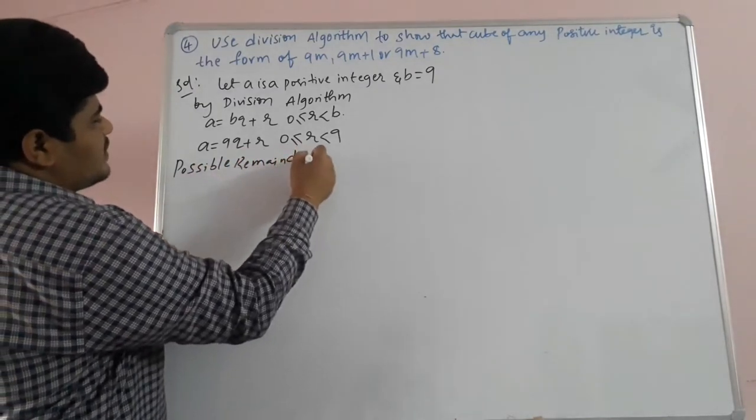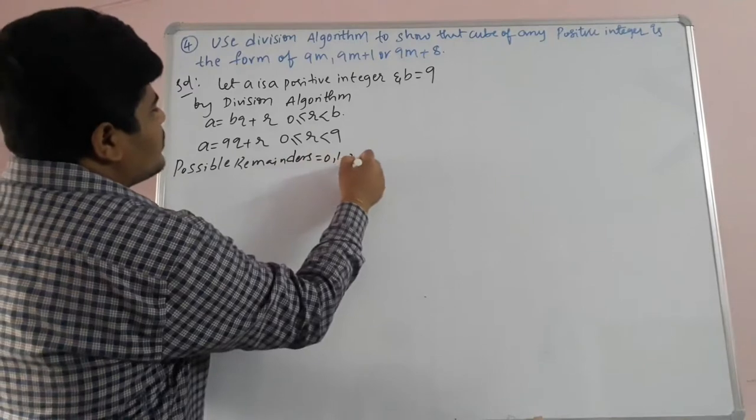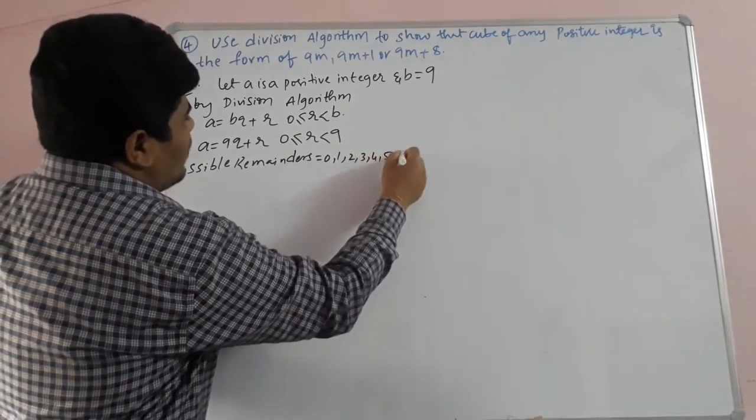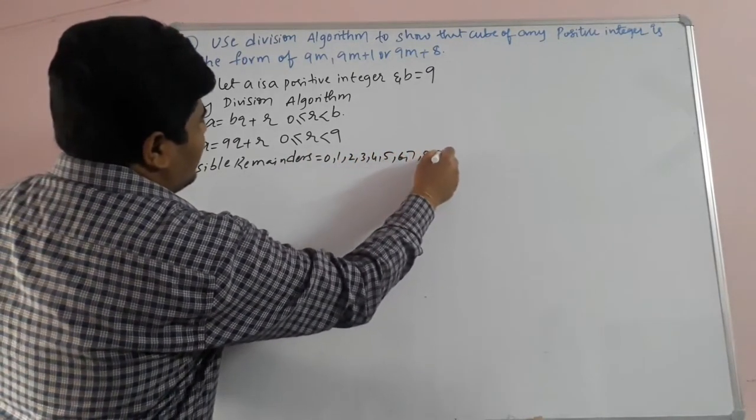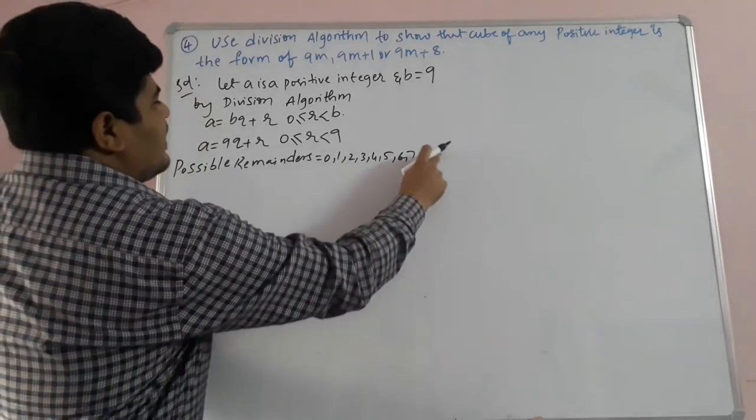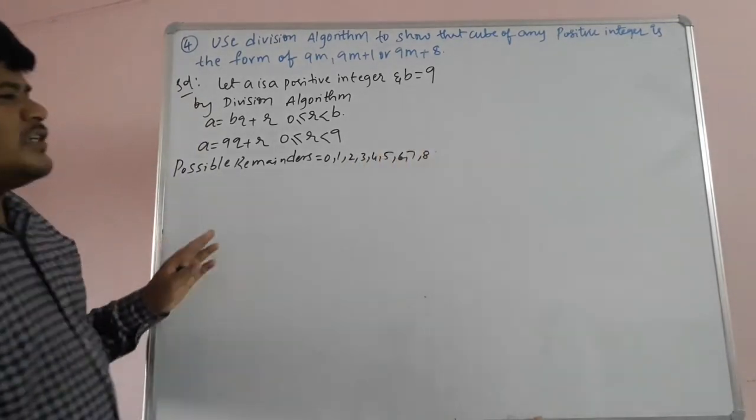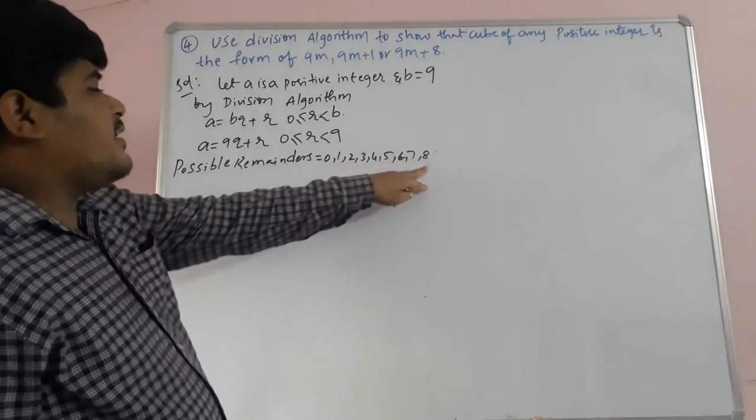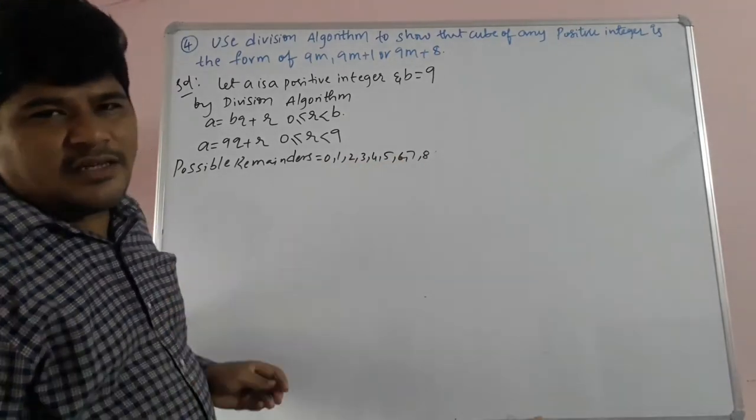Possible remainders are 0, 1, 2, 3, 4, 5, 6, 7, 8, 9. Not 9, children, less than 9, no? Till 8 we have taken. So children, totally there are 0 to 8, which means totally 9 cases are there.